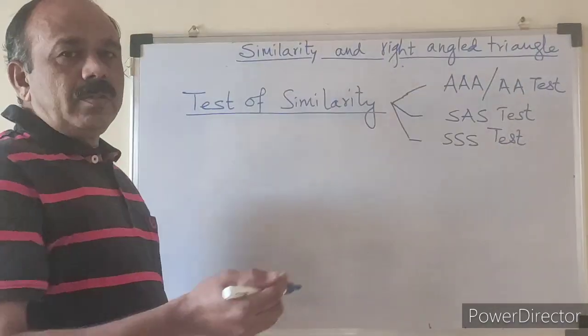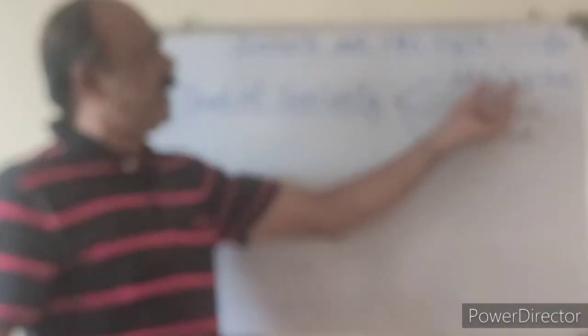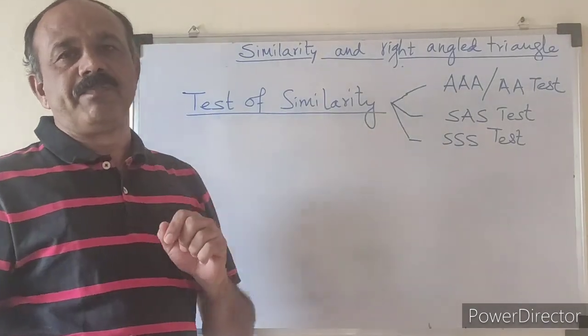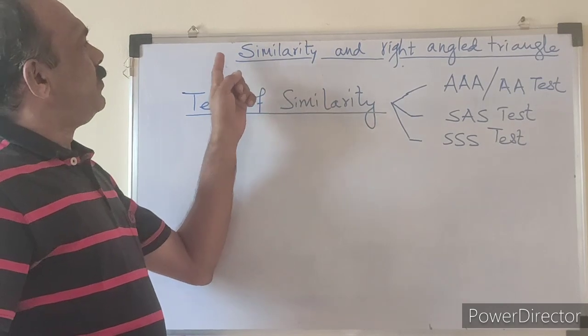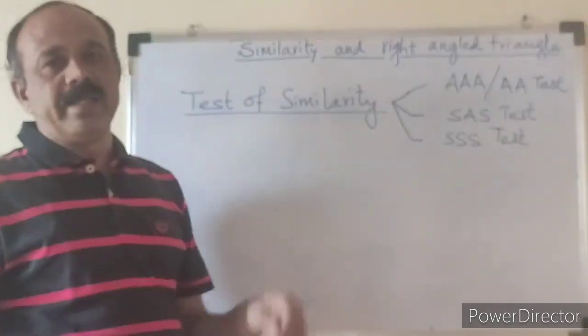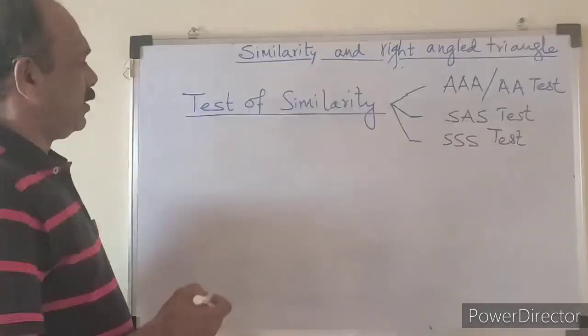Now, the first test, the AA test, the angle test, is the one we use in the proof of the theorem of similarity and right angle triangle. So what is that test? We will see that first.